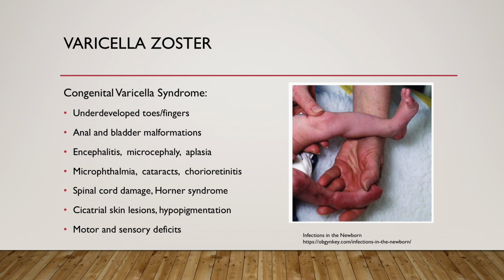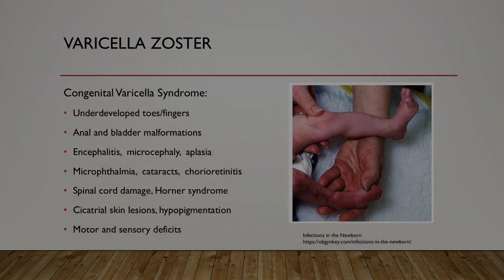Encephalitis would be an inflammation in the brain. Microphthalmia is when eyes are smaller than normal. And Horner syndrome is often seen as the classic triad of miosis, a constricted pupil, ptosis, a drooping of the eyelid, and sweating of one side of the face. The skin findings with congenital varicella often appear like scars. The image on your right is what the underdevelopment of the limbs can look like in congenital varicella syndrome.